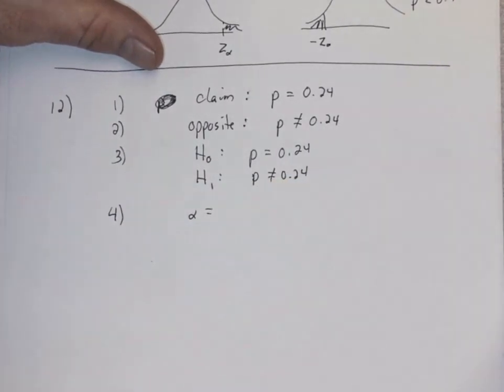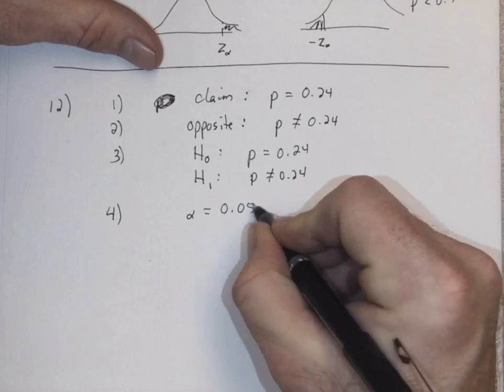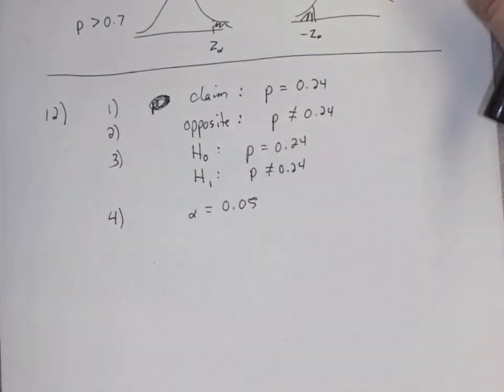Well, the particular example says to use a 5% significance level, 0.05. And actually, in this space right here is where I try to figure out the shape and the critical values. You're probably supposed to do that in six, but I like to do it here because it's a good spot to discuss it.